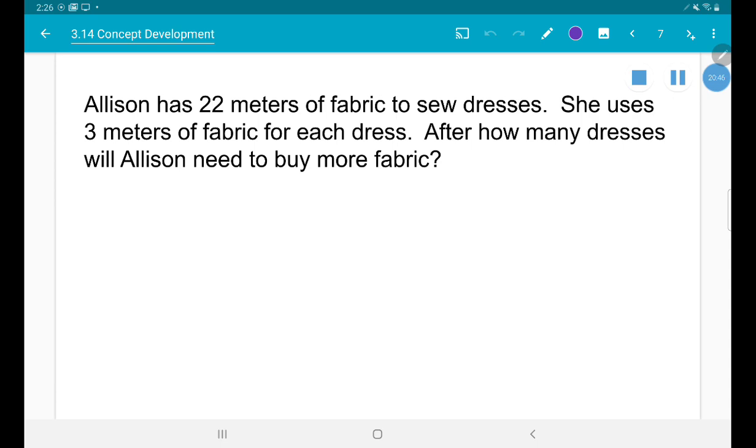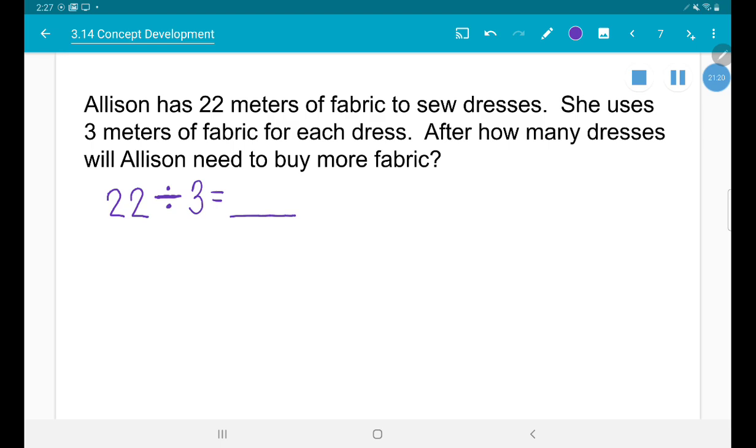We talked about that skip counting strategy earlier. So let's see if we can skip count. So what are we going to skip count by this time? Let's talk about our equation first. What's the total amount of fabric she has? 22. And what am I dividing that 22 meters into? Sections of 3. So our problem is going to say 22 divided by 3.